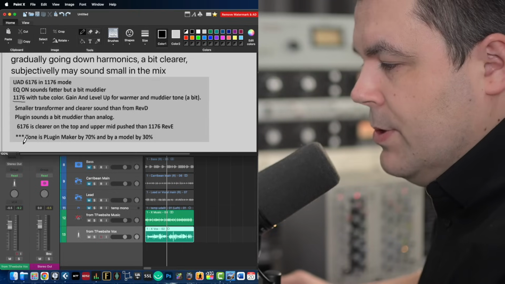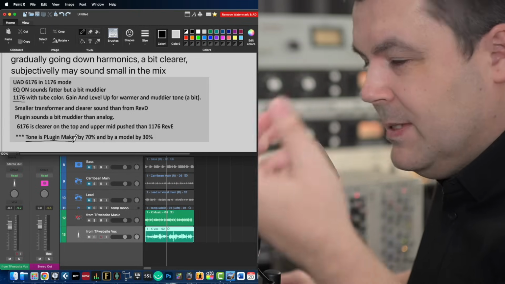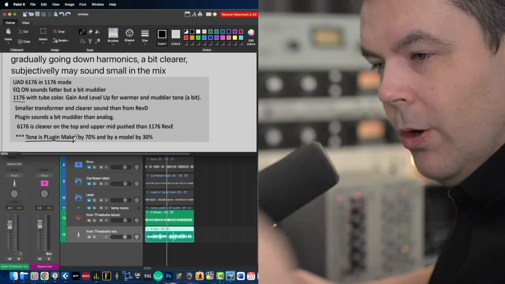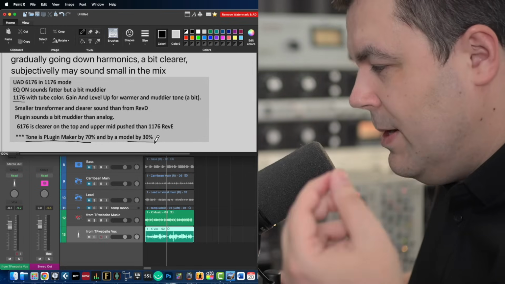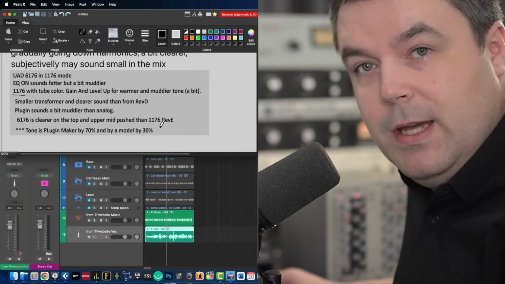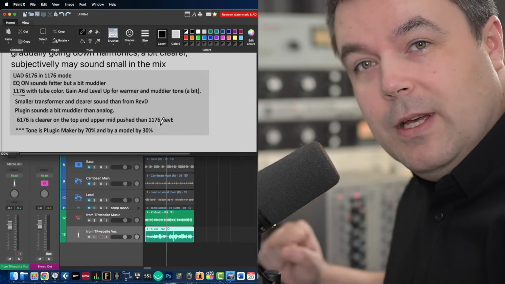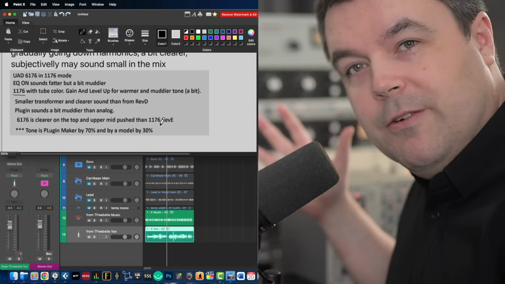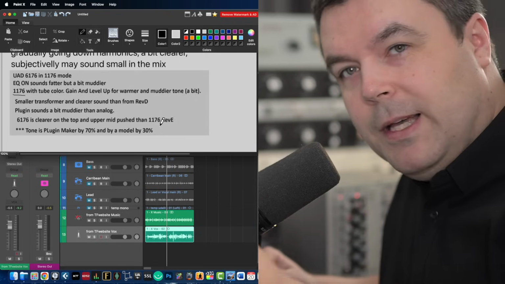And also, I need to say that tone is just recommendation, which I already said multiple times. Let's put it in the text. I say the tone of a plugin, it's a plugin maker by 70% and only 30% coming from the model they emulate. Plugin manufacturers try to make it like 100% because they claim it's authentic emulation. Like their plugin sounds like real device. It's only by 30%. 70% coming from the tone of a plugin manufacturer.